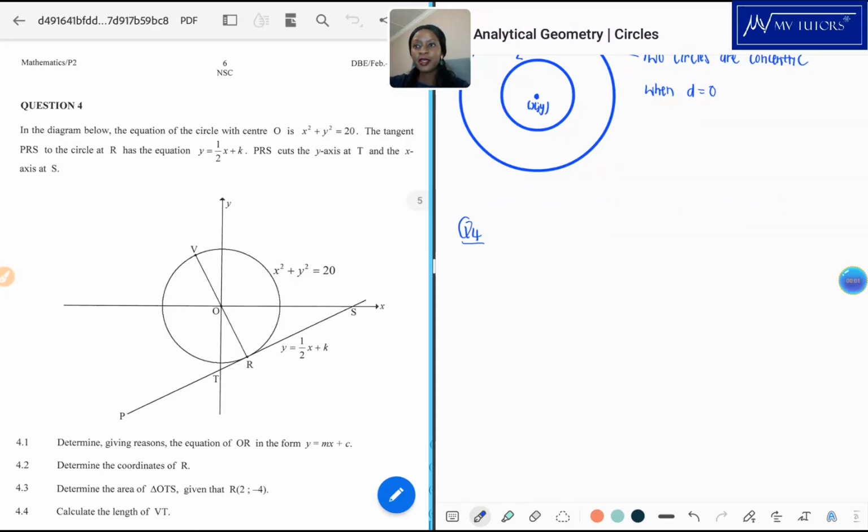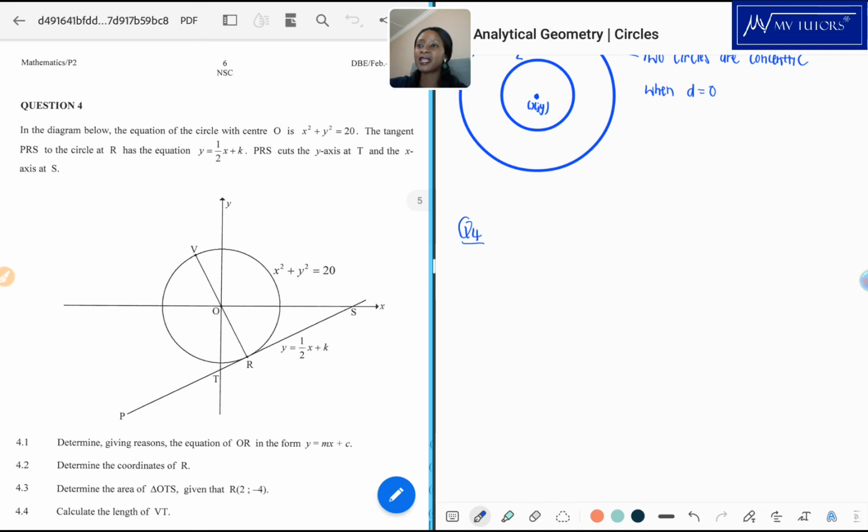All right, so I found a paper. It's from 2016, February, March, supplementary paper that was written. So question 4, okay? You can already see in the diagram below, the equation of the circle with center O is x squared plus y squared is equal to 20.